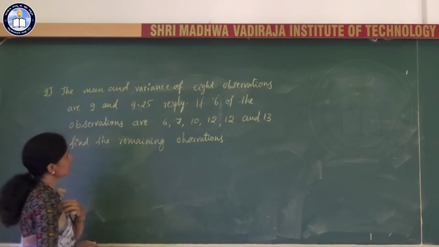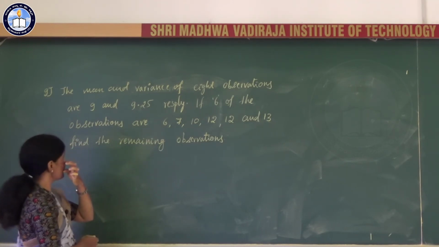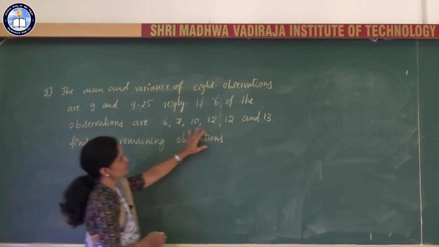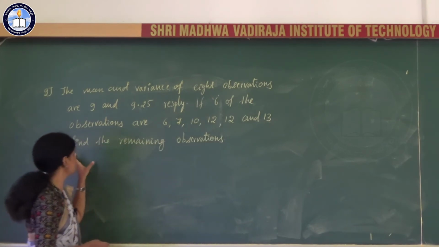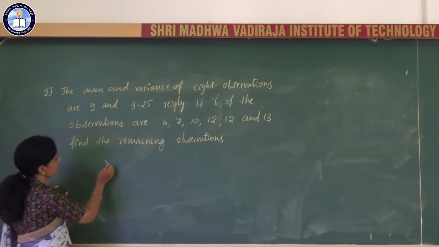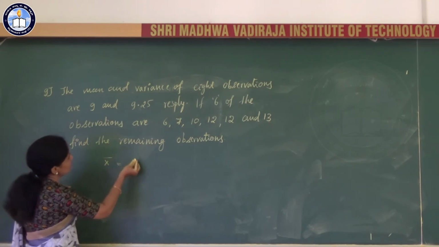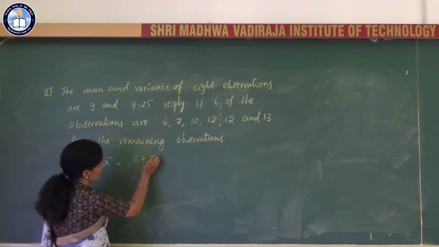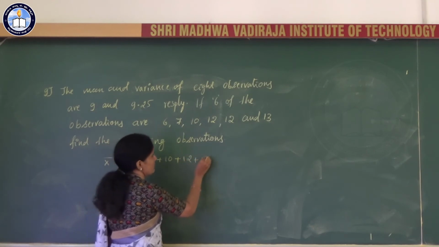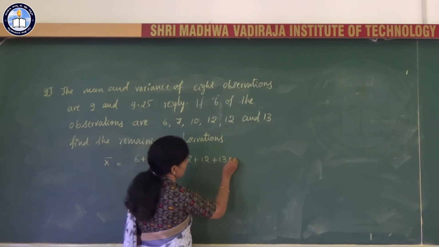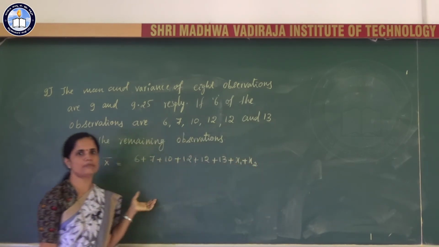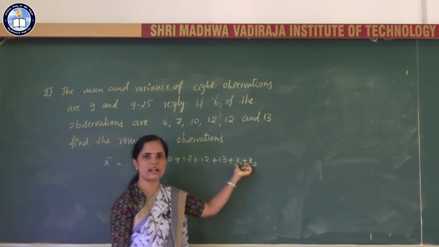The 9th question. The mean and variance of 8 observations are 9 and 9.25 respectively. If 6 observations are 6, 7, 10, 12, 12 and 13, find the remaining observations. Totally 8 observations are there. Therefore, I will take the mean. What is X bar? We must add all the scores: 6 plus 7 plus 10 plus 12 plus 12 plus 13. We don't know the next two scores. I will take the unknown scores as x1 and x2 respectively.